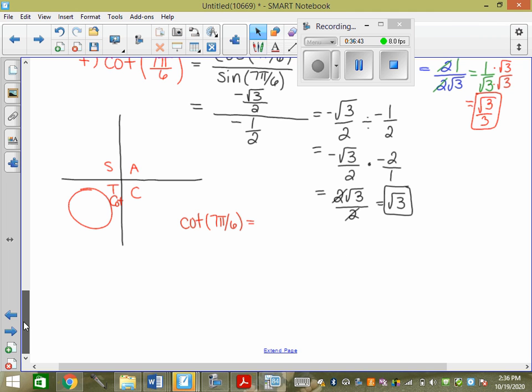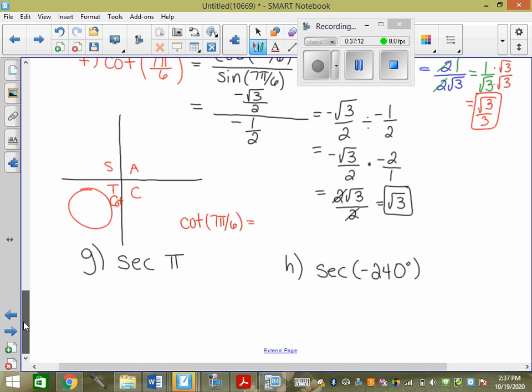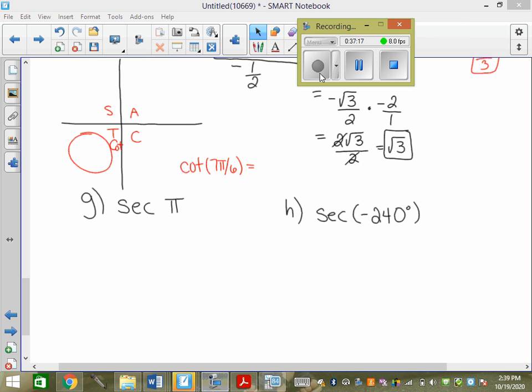So, G. You're going to try on your own. My random G, because it's not real. Have I not done? Ooh, these are getting good. Secant of pi. And then a challenger, H, which is not really actually the H in the book. Secant of negative 240 degrees. What's going on? So I set you up something new over here and a little bit new over here.